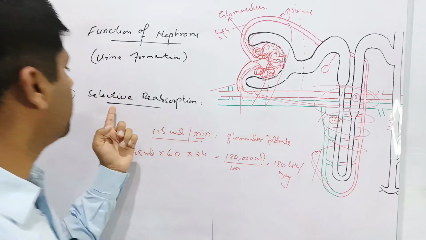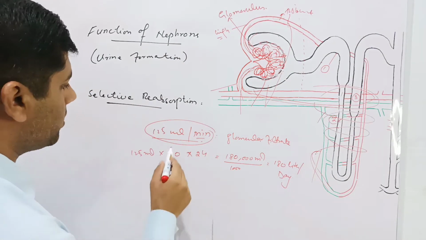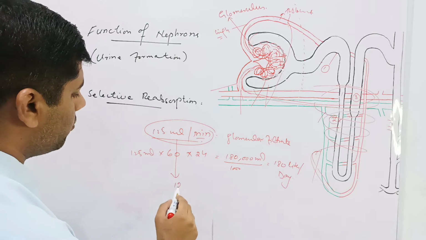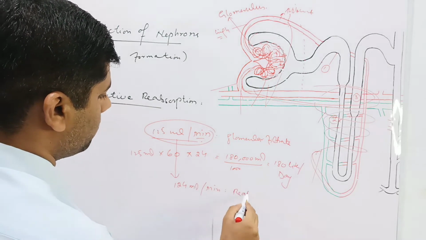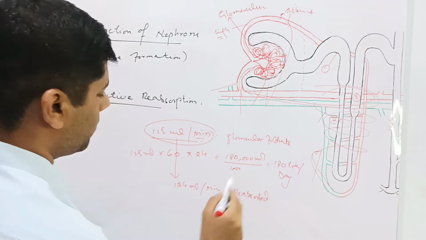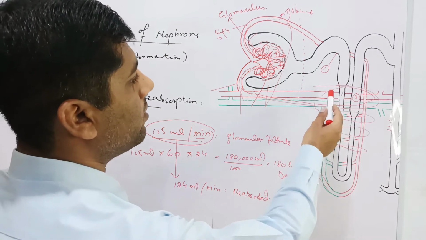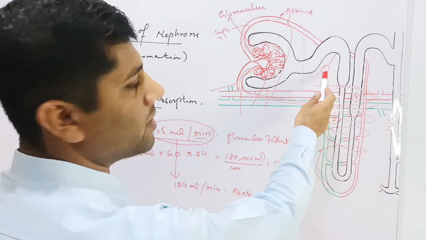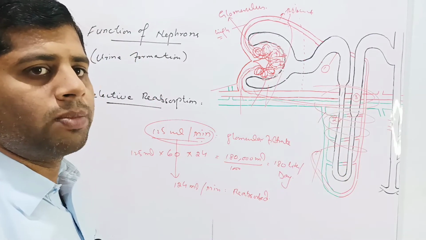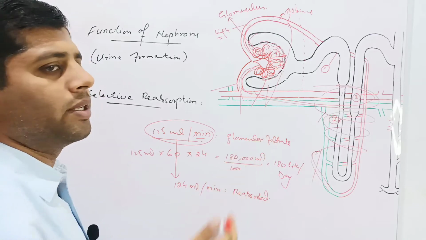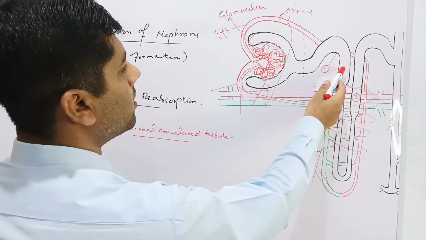This is called selective reabsorption. Out of 125 ml per minute which was secreted, 124 ml per minute is reabsorbed. This reabsorption takes place in the renal tubules. As we have discussed, the renal tubules have three segments: the proximal convoluted tubule, loop of Henle, and distal convoluted tubule. One by one we will discuss these portions and the reabsorption mechanism. The first segment of the renal tubule is the proximal convoluted tubule.